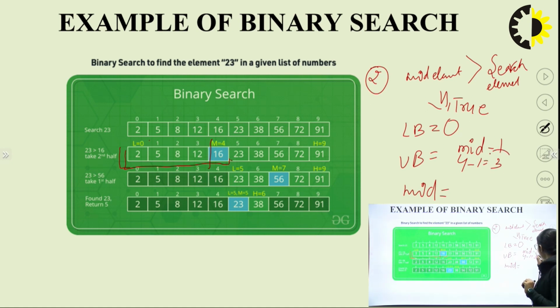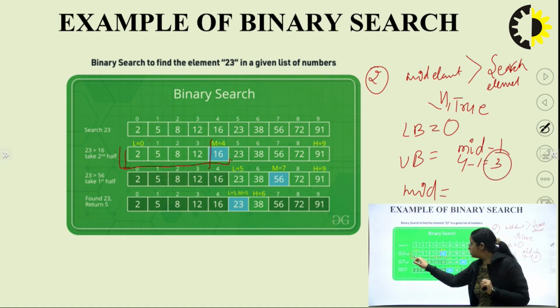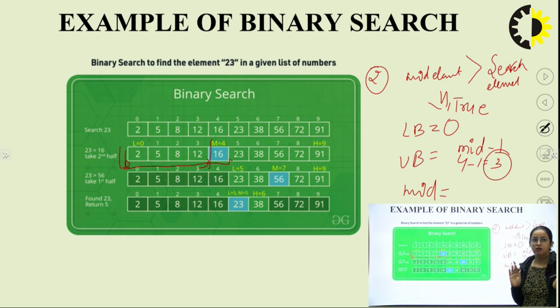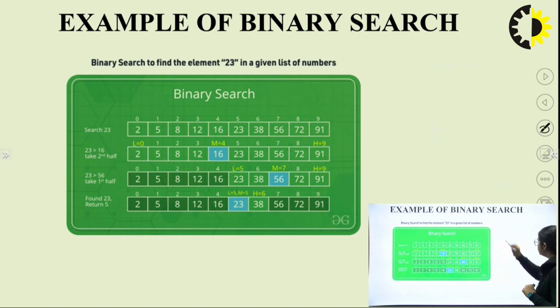Now the new upper bound is 3, that means 0 to 3 are the elements we are going to check. In this array we are going to check our search element again. But if this case is not true, this is the second case. Now we have the third case. What is the third case?